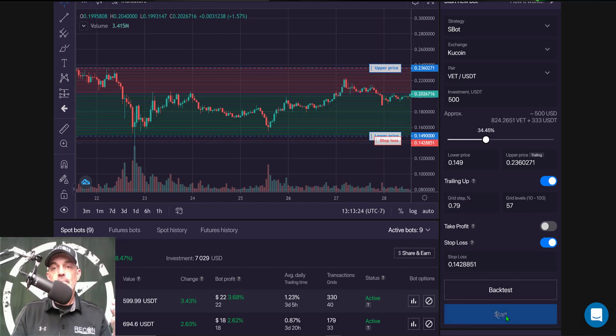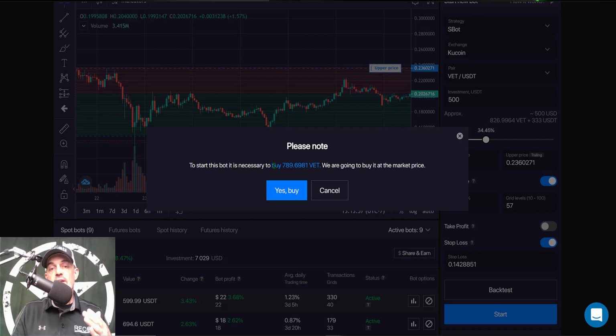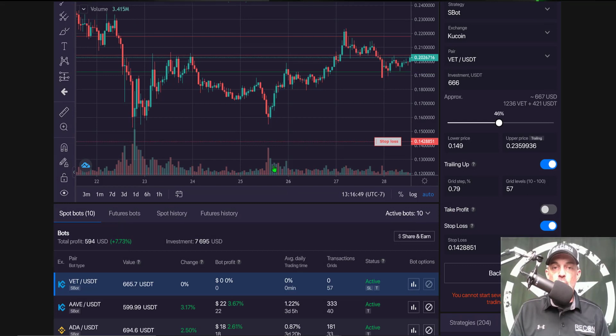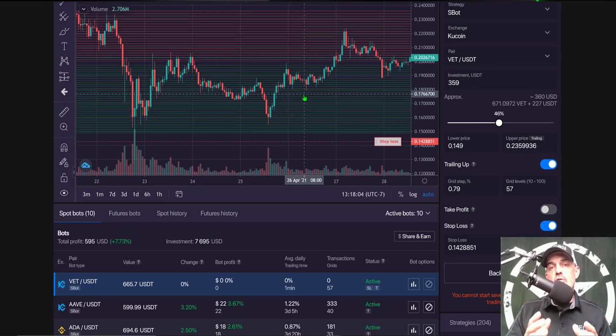So I simply click start. Now, since I don't currently hold any VET on Qcoin, I do need to buy some VET at market price in order to fill any of the limit orders on the way up. So I click yes, and the bot has been deployed. The grid is starting to fill in, and that pretty much wraps it up.